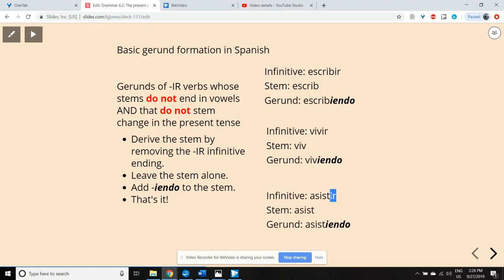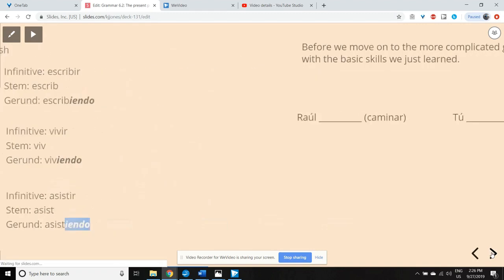And asistir, again, completely normal IR verb. Derive our stem by removing our IR infinitive ending. That gives us our stem, ASIST. And notice none of these stems end in vowels, right? This stem ends in the consonant T, this one in the consonant V, and this one in the consonant B. So anyway, here's our stem, ASIST, which is strangely hard to spell. To that, we add our IENDO gerund ending, and we get asistiendo, the gerund of asistir.